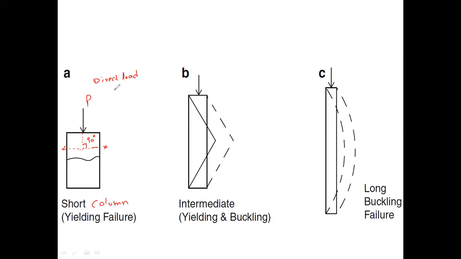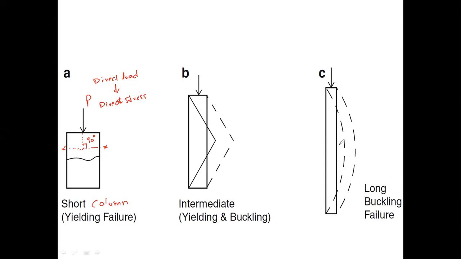So through the direct load, what stress will you get? Direct stress. Very good. So through the direct load, you will get a direct stress. And short columns will fail under direct stress. Okay. Next, coming to C. Let's talk about C now.